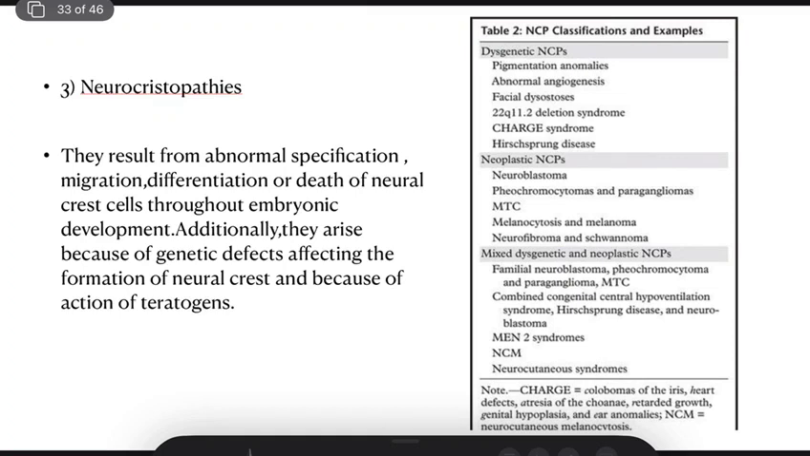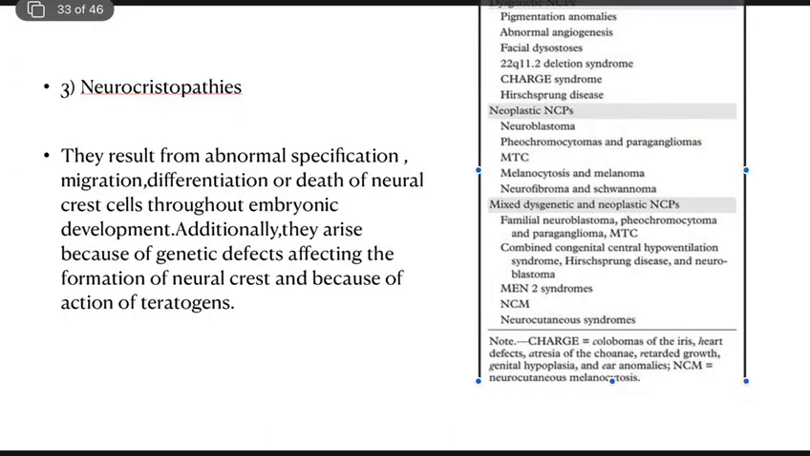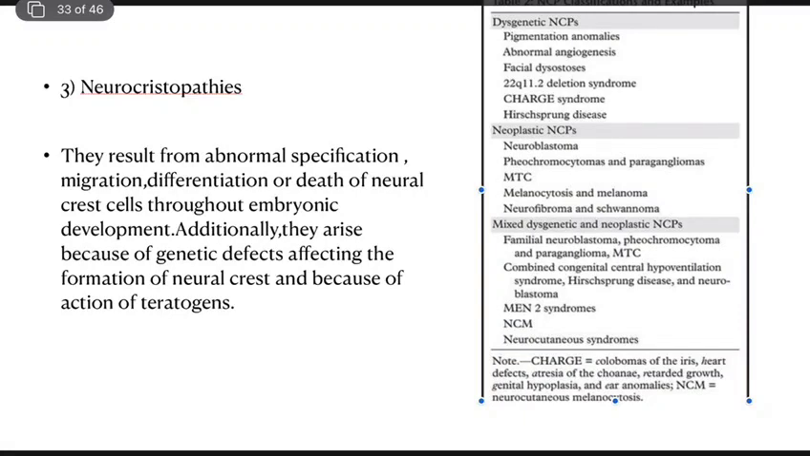Mixed dysgenetic and neoplastic neurocristopathies are familial neuroblastoma, pheochromocytoma, paraganglioma and MTC. Combined are congenital central hypoventilation syndrome, Hirschsprung disease, and neuroblastoma, and MEN2 syndromes and neurocutaneous syndromes.